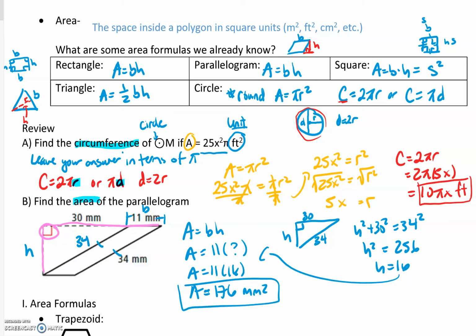So those are just 2 examples using some familiar formulas. Please be aware, I could ask you to work backwards. I could say, given the area is 176 square millimeters, what's the base of this parallelogram? Give you that diagram and tell you height is 16 or something like that. So we should be able to solve for any variable, not just area, not just circumference, but you can solve for r, you can solve for h, you can solve for b. Okay?